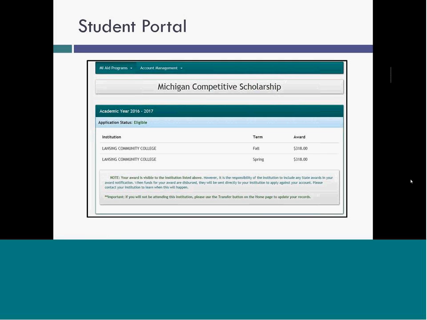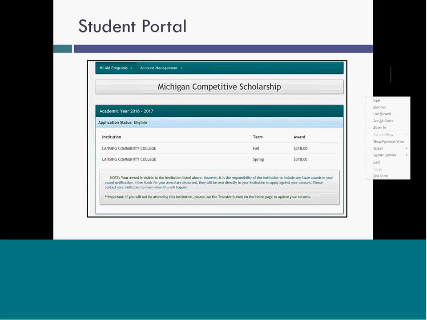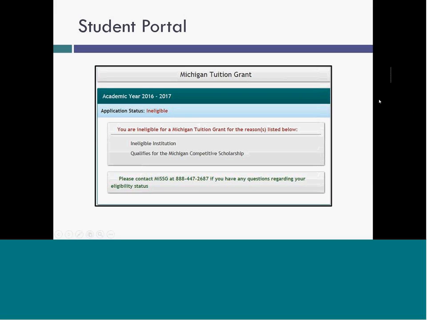The student selects one of the programs. For example, here I selected Michigan Competitive Scholarship. It's going to tell me that I'm eligible, and it's going to tell me what that award is. So they have really good information on here for when students do log into their portal. If ineligible for a program, it's going to indicate my application status is ineligible, and it's going to list those reasons. For these reasons here, ineligible institution, and I qualified for the Michigan Competitive Scholarship.